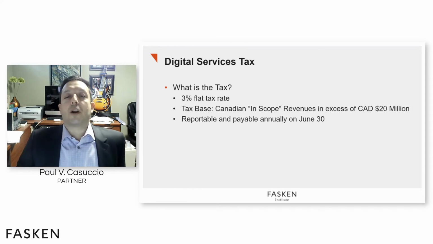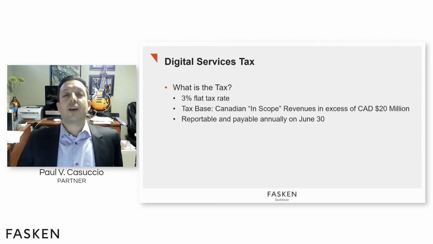Now, although there's a lot of complicated elements to this new digital services tax, the tax itself is fairly basic. It's a 3% flat tax on revenue, but it's not a tax on all revenues, but rather only on Canadian-sourced in-scope revenues. And the tax itself only applies on those revenues that are in excess of 20 million Canadian dollars.